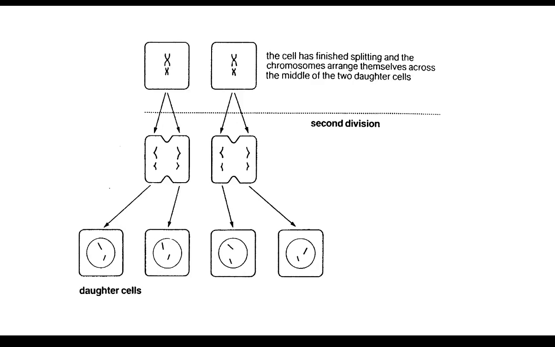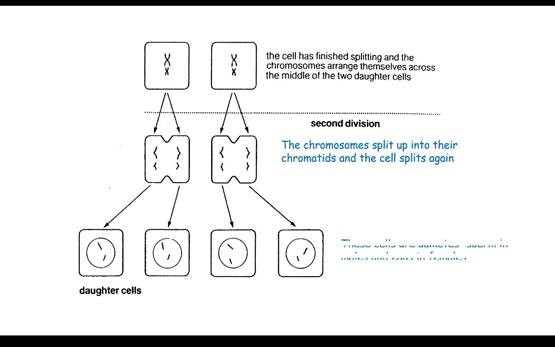Now, at the end of this first division, the cell is finished splitting and the chromosomes arrange themselves in the middle of the 2 daughter cells. And then after that, in the second division, the chromosomes split up into their chromatids and the cell splits again. This time, these cells that we've got produced at the end are gametes. So if it's in a male, they're sperm, and if it's in a female, it is eggs.